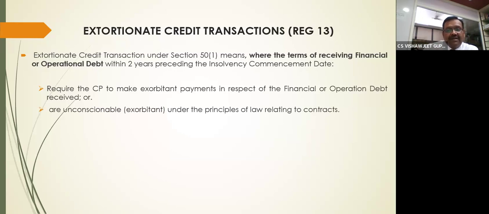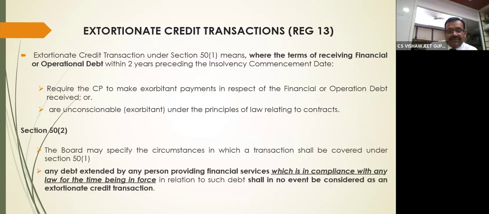And those transactions are unconscionable under the principle of law relating to contracts. So, relating to the principle of law relating to contracts, if those are exorbitant, suppose 5% or 7% or 9% rate of interest is going on, and the terms and conditions say that 15-20% interest will be paid, so that is exorbitant, that is an extortionate credit transaction.